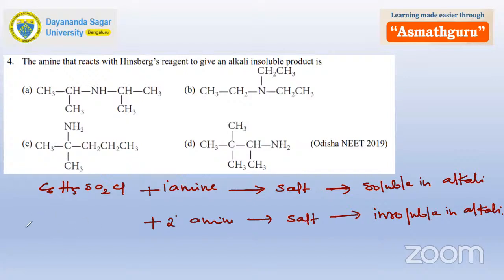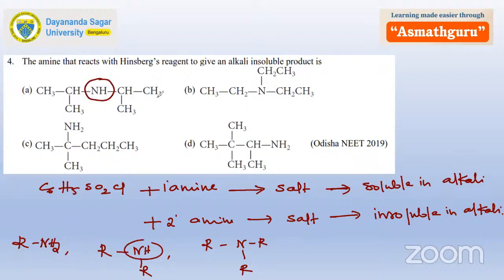Which is the secondary amine? I already told you. Primary amine means RNH2. Secondary amine means RNHR. Tertiary means there is no hydrogen, only R group will be there. So we have to look for NH group. Where the NH group is present? Everywhere N is there. N means tertiary. NH2 means primary. So where the NH is there? Sir, in option A, sir, it is a secondary amine. That is the option.